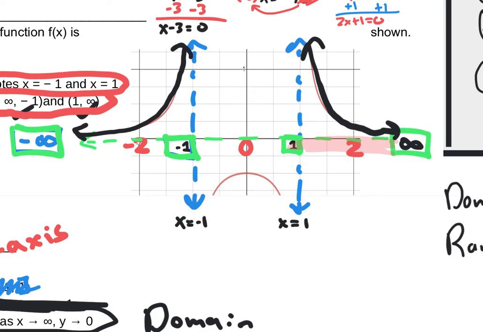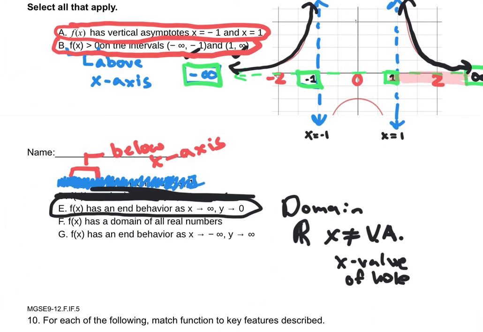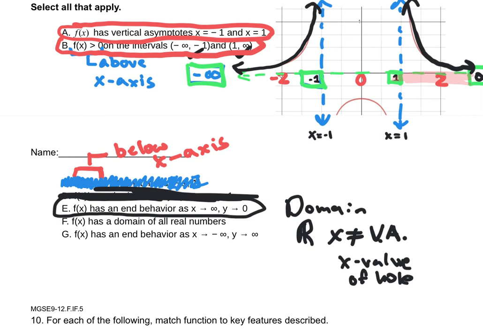-1 and 1, right? So, yep, that's close, but it's not quite all real numbers. We're missing a couple. And that says all numbers, so this is false. It needed to say all real numbers except for -1 and 1. That would have been right.